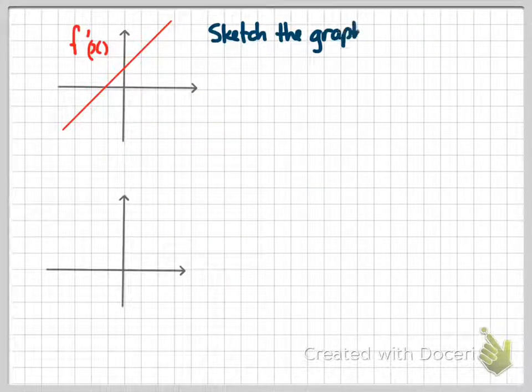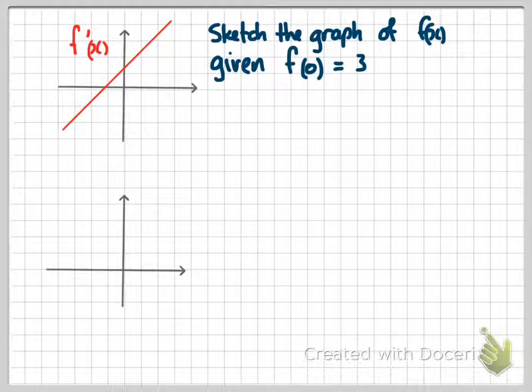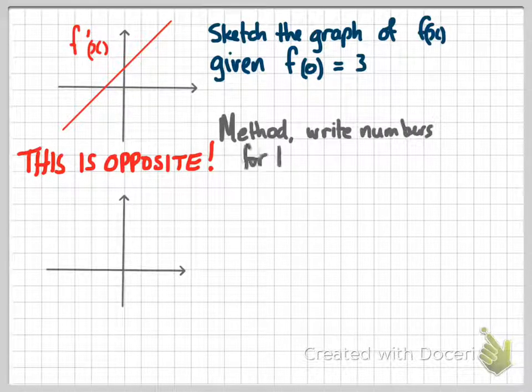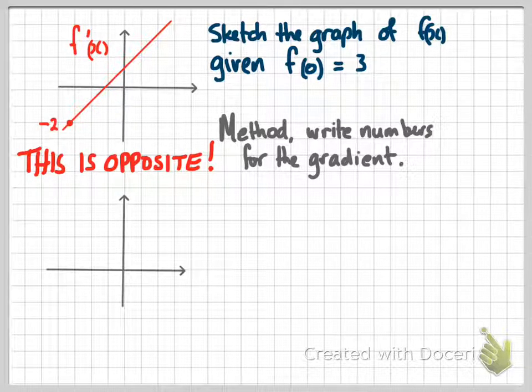Now this time we're going to do the opposite. We're going to sketch the graph of an original function. We're given that the function f(0) is 3, and this is the opposite thing that we're doing from the last two. We're starting with a gradient function. That's f'(x) is given to you. So we're going to do a slightly different method, and we're going to write numbers for the gradient. Okay, now look where this line crosses, where the value at the y-axis is -2, the value is -1 there, 0, 1, 2, 3 and 4.